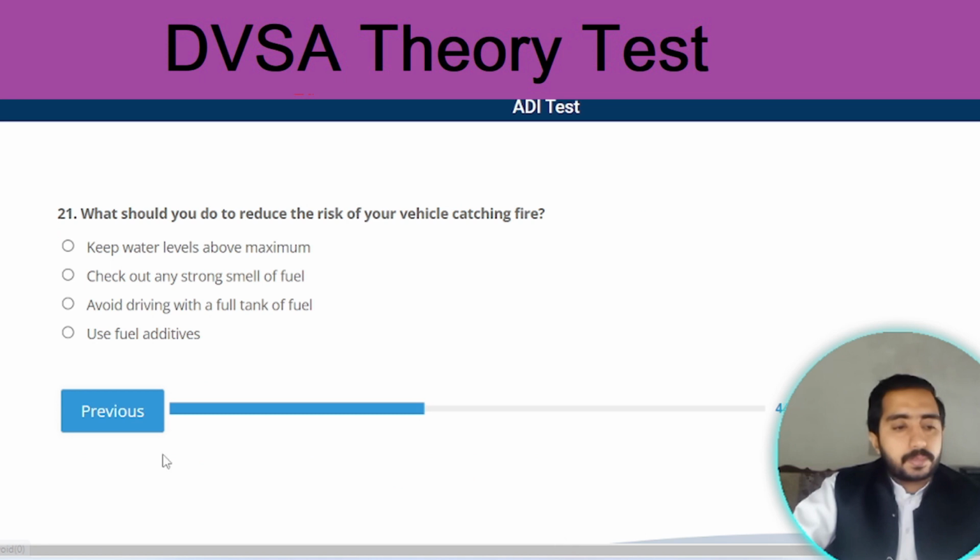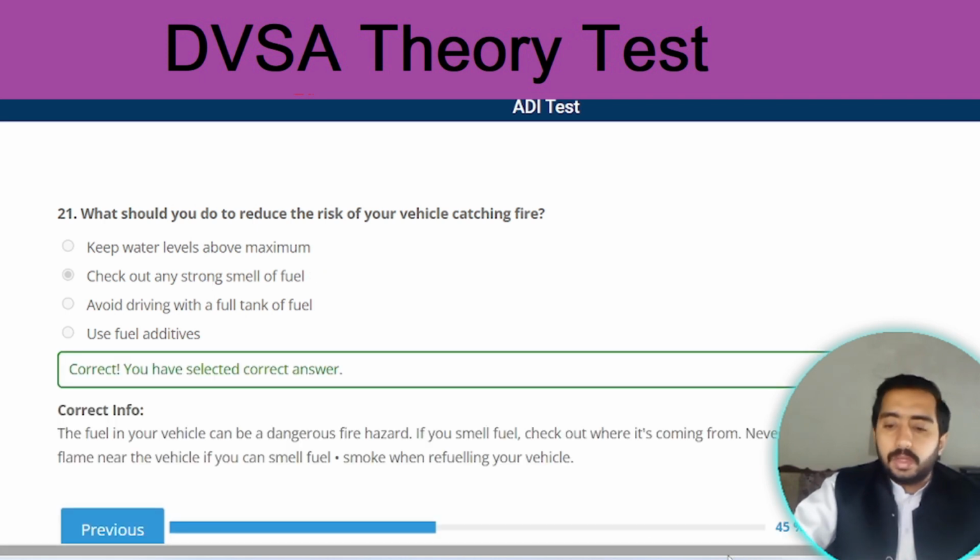Next question. Question 21. What should you do to reduce the risk of your vehicle catching fire? The correct option is check out any strong smell of fuel. Option B is the correct one. Next question.